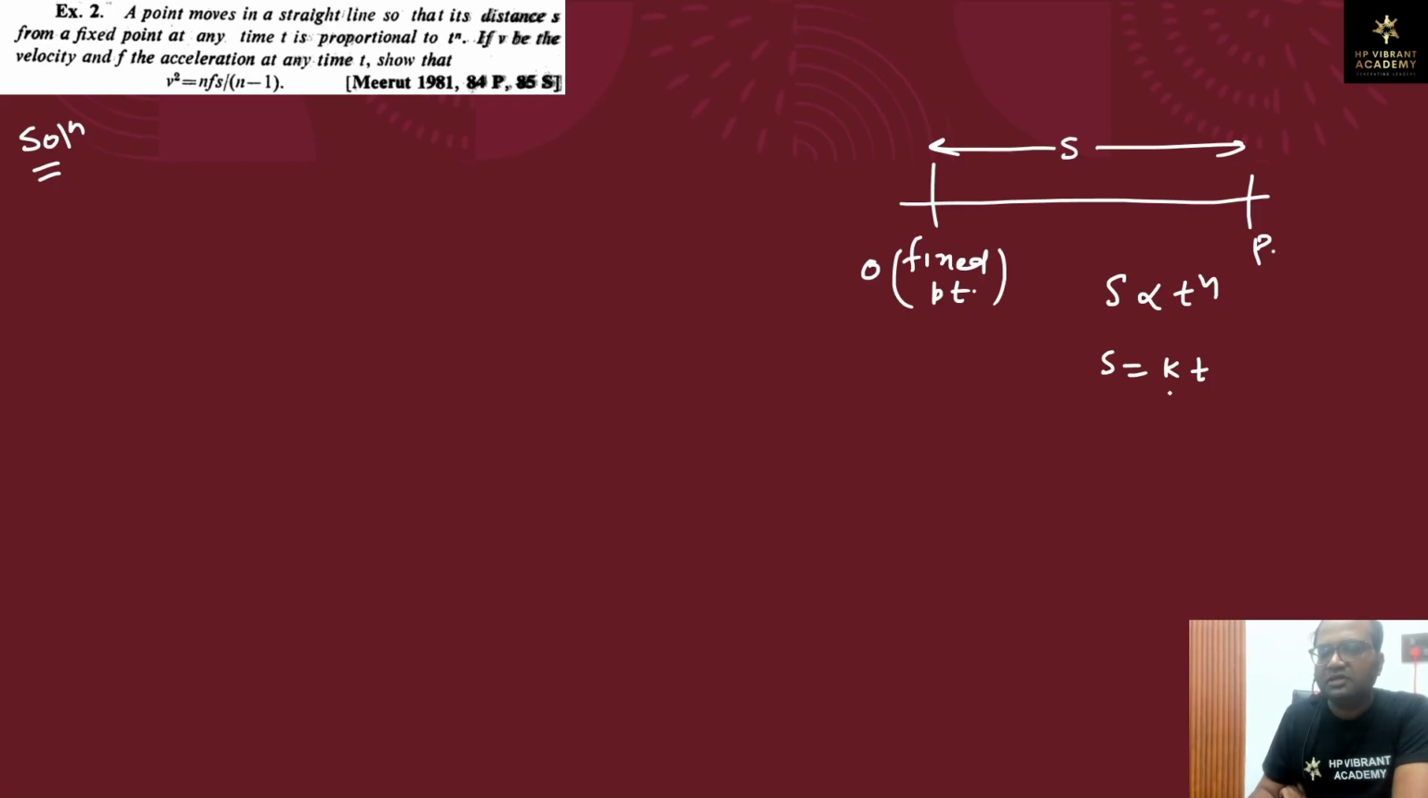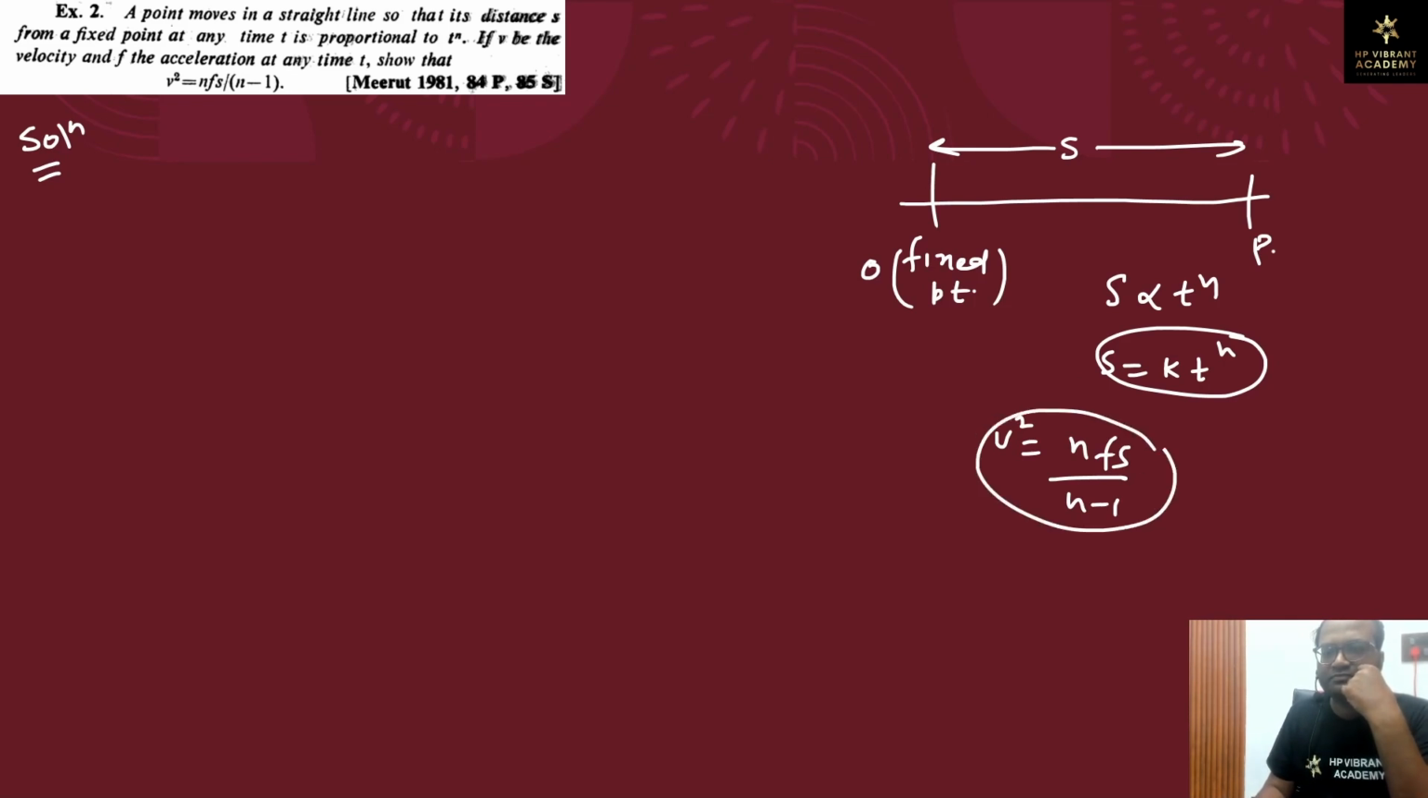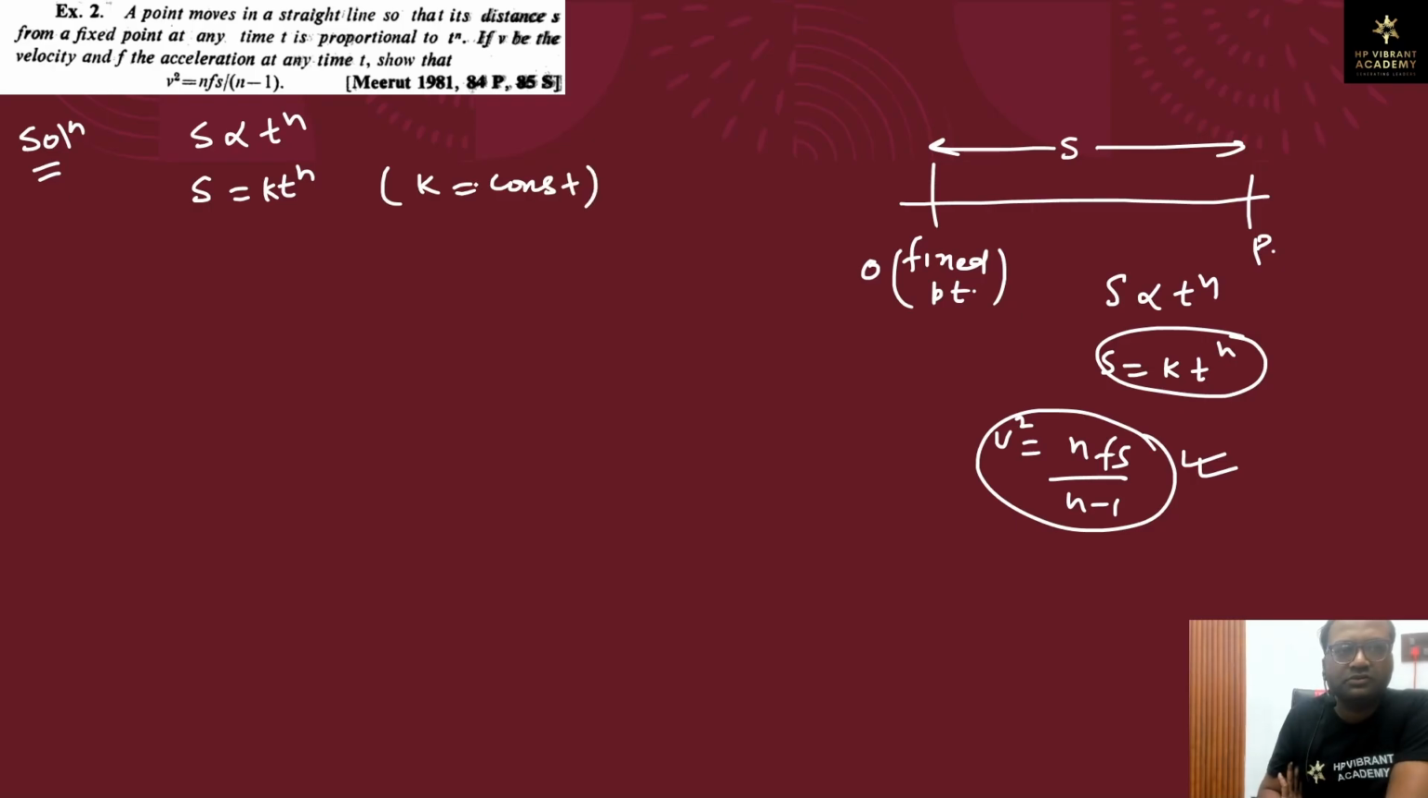Let us take this constant k as constant. So this is constant times t to the power n. s is equal to k t to the power n. If v be the velocity and f the acceleration at any time t, show that v square is equal to nfs upon n minus 1. This we have to show. So we have s is proportional to t to the power n. This means s is equal to k times t to the power n, where k is constant.